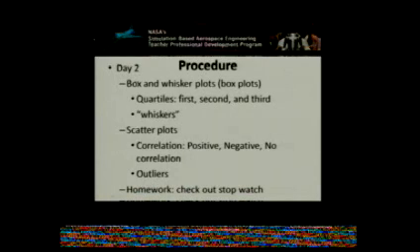Well, you're going to extend the line from your first quartile to your minimum. That is known as your first whisker. You're going to extend your line from your third quartile to your maximum. That is known as your second whisker. So that's the box and whisker plots kind of in a nutshell.